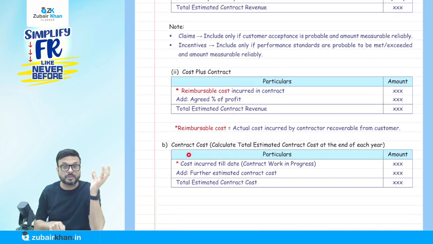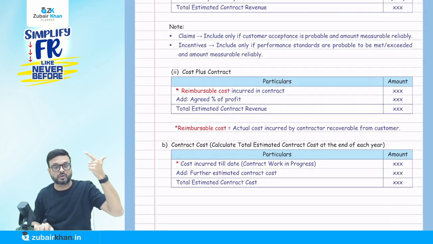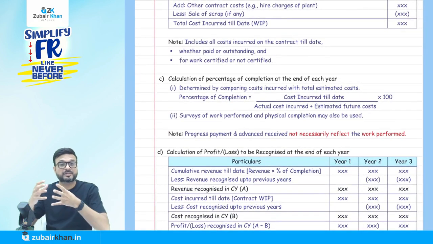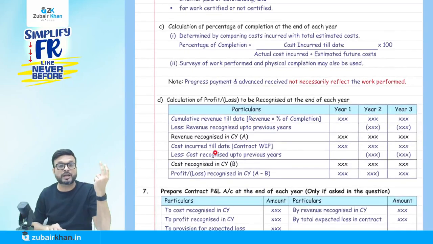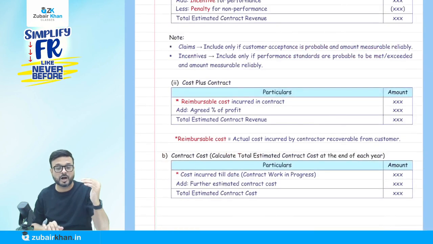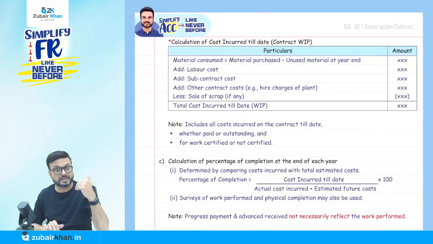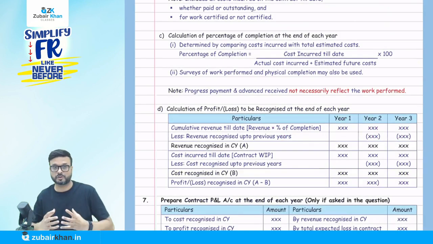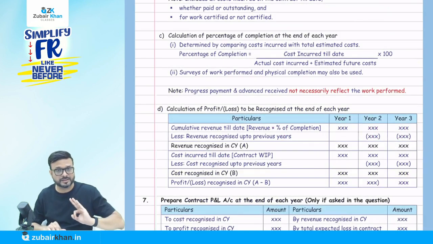Then we'll discuss what we mean by cost. What do you mean by revenue? Then what do you mean by cost? And then how to calculate the percentage of work completed, and then how to calculate the profit. So these are the 4 steps we have to follow: how much is the total revenue, how much is the total cost, how much work has been completed that year, and then how to recognize the profit in the books of accounts. These are the 4 steps, just listen to me carefully.